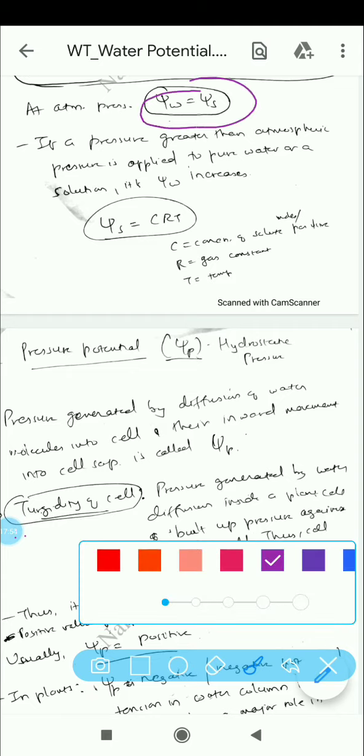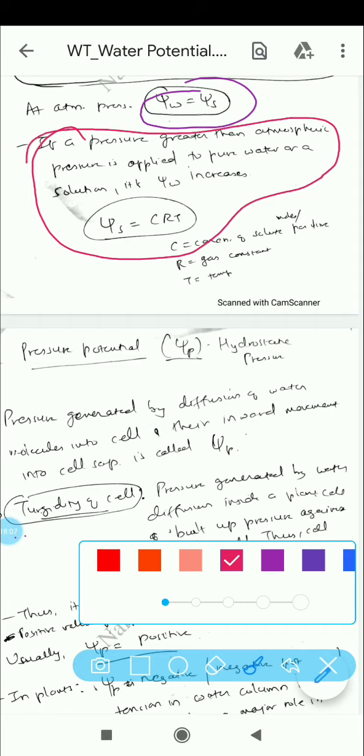At atmospheric pressure, psi W is equal to psi s. Whenever we apply a pressure greater than atmospheric pressure to a pure water solution, psi W will increase. You might have studied in chemistry that psi s equals CRT, where C is the concentration of solute in moles per liter, R is the gas constant, and T is temperature. So it is in relation to that.